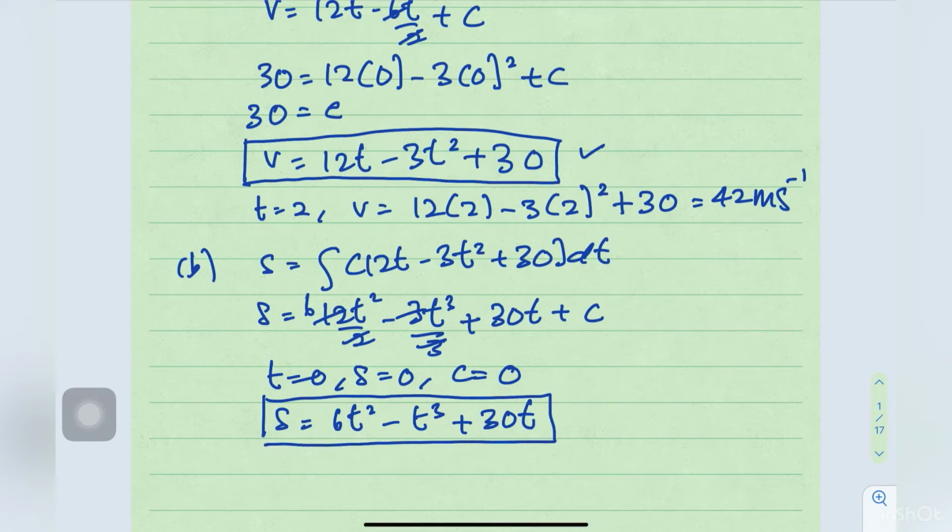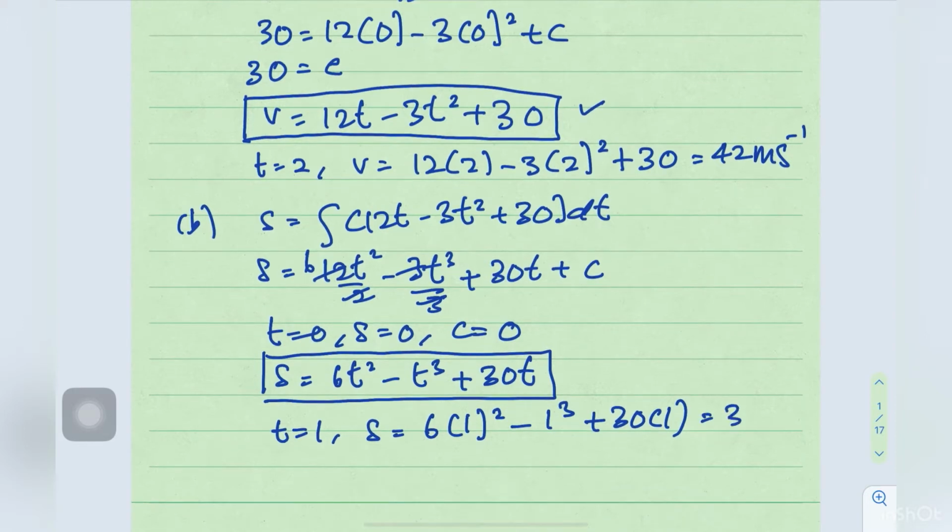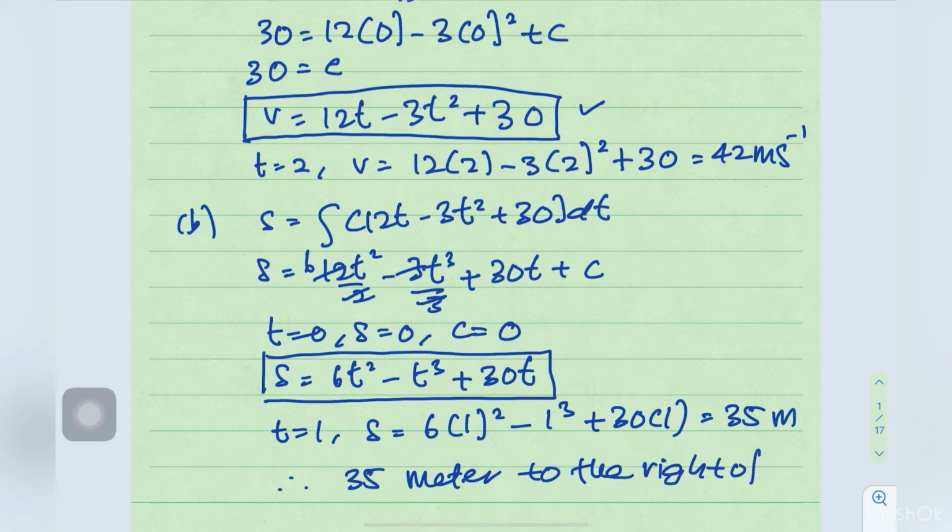So for the position when t equals 1, we substitute t equals 1 into s. So 6 times 1 squared minus 1 cubed plus 30 times 1 equals 35 meters. So this means that when t equals 1, the particle is 35 meters to the right of point O.